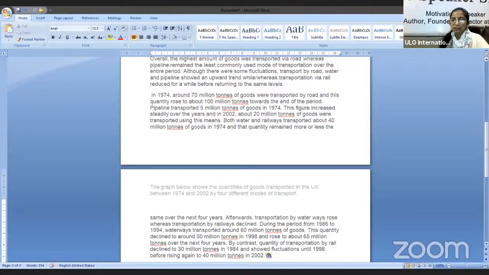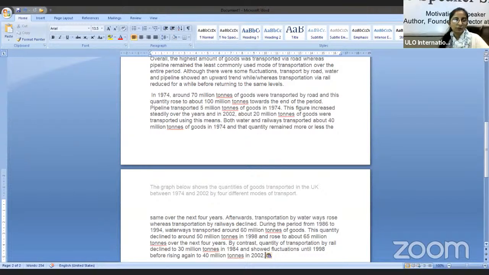So this is the opposite trend, we can say. During the period from 1986 to 1994, waterways transported around 60 million tons of goods, and it reduced to 50 million tons in 1998, and then again rose to 65 million tons over the next 4 years. By contrast, the quantity of transportation by rail declined to 30 million tons in 1984 and showed fluctuation until 1998 before rising again.